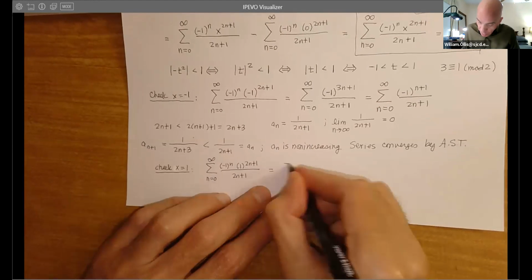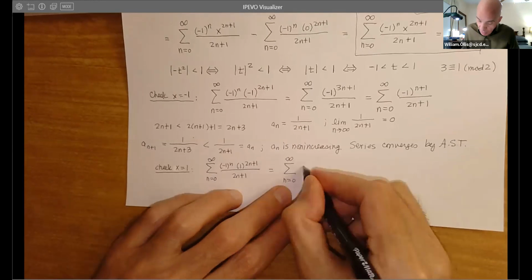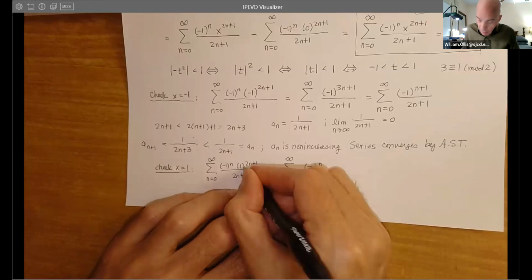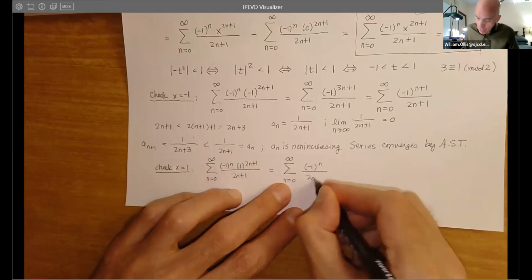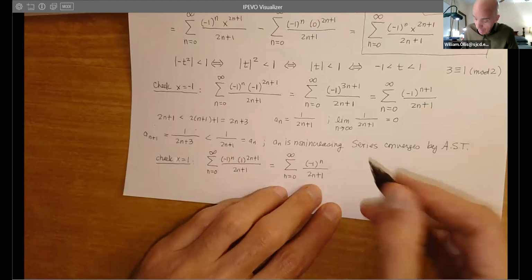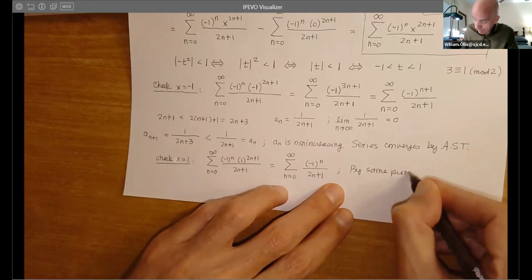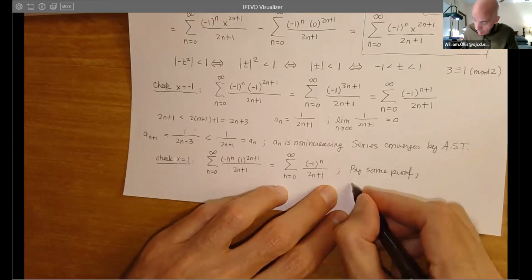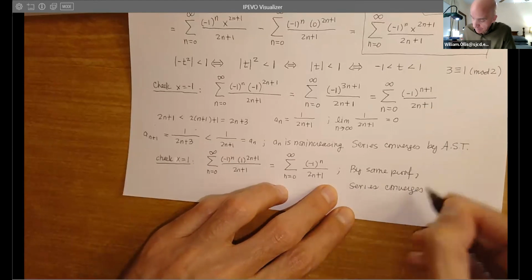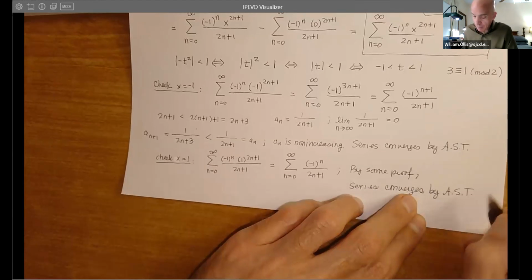So again, we get another alternating series with the same proof. Notice here, we get (-1)^n. That's always 1, 2n plus 1. So it alternates just like this one. So by the same proof, the series converges by the alternating series test. Again, it alternates.